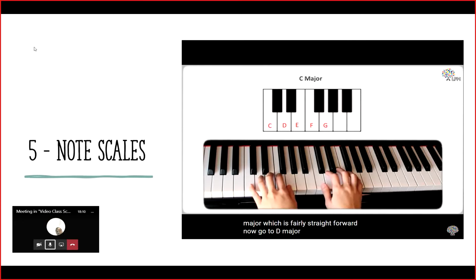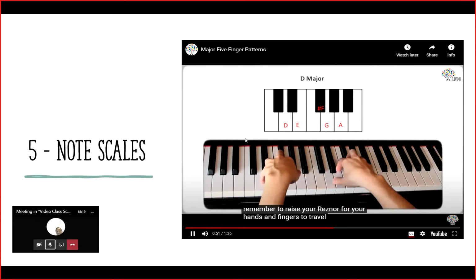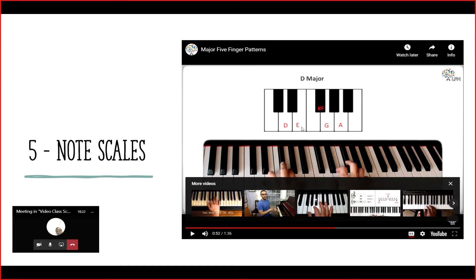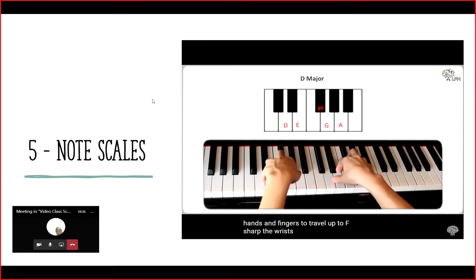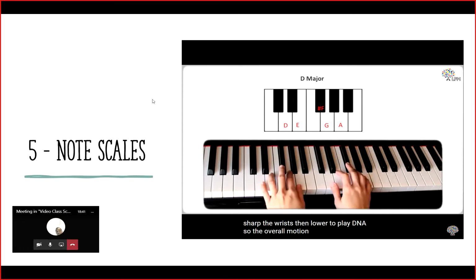Now go to D major, which has one sharp, F. Remember to raise your wrist in order for your hands and fingers to travel up to F. So the whole step here moves. So we now have a whole step. And to have a whole step here, we have to skip F natural and go to F sharp. So that's why there's a black key in the middle. Then we still have a half step and a whole step. So it's going to sound the same. The wrist then lowers to play G and A. So the overall motion and shape is an arc.